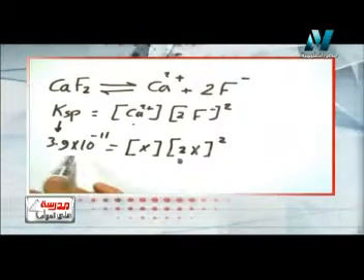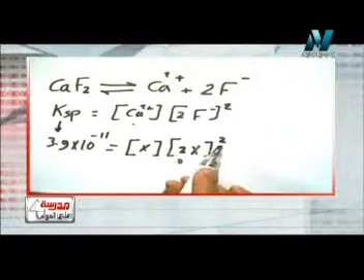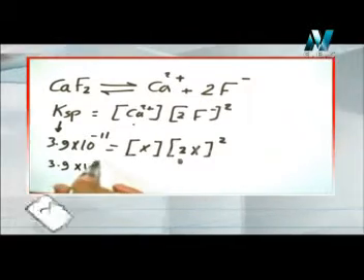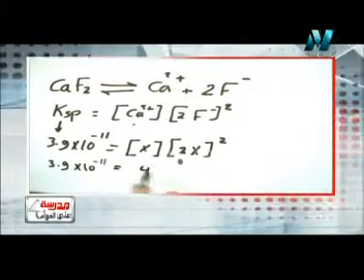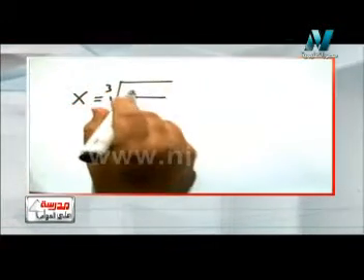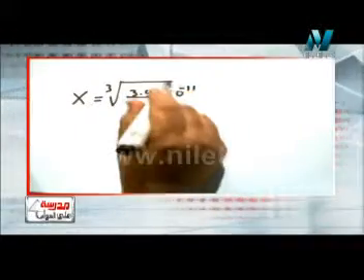So 3.9 times 10 to the power negative 11 will be x times 2x to the power 2. So 3.9 times 10 to the power negative 11 will be 4x to the power 3. Here I want to know the x. x will be the cubic root of 3.9 times 10 to the power negative 11 divided by 4.